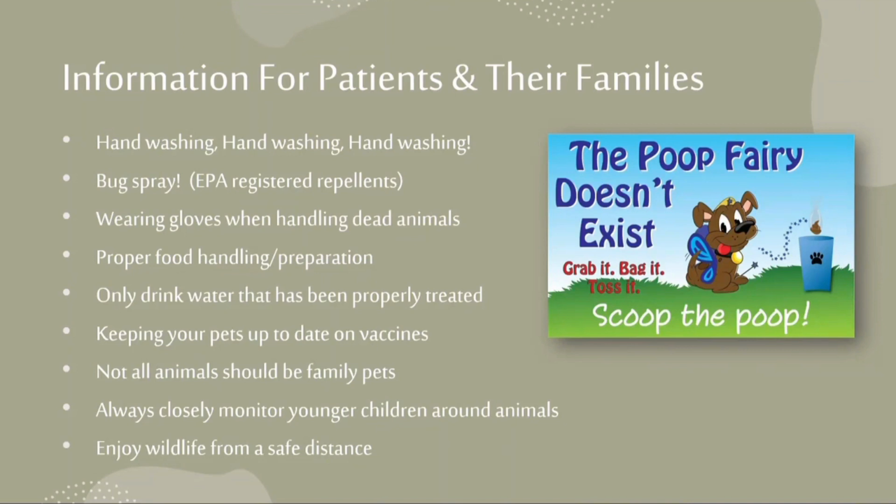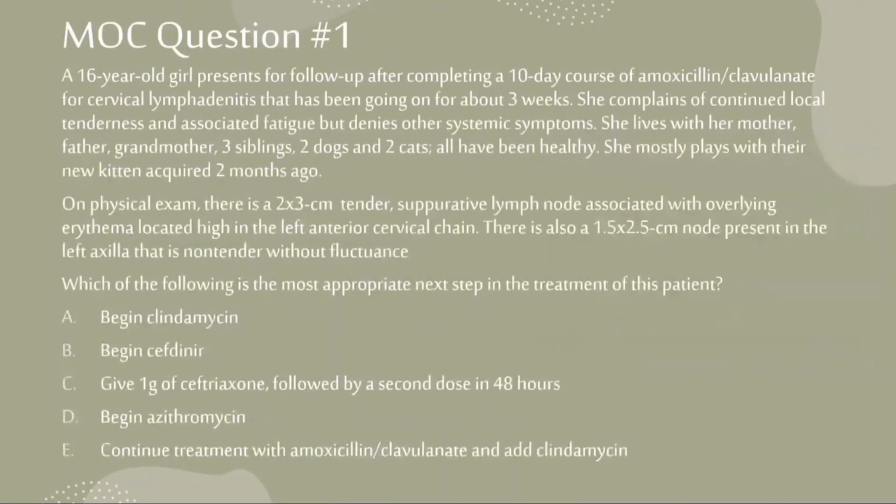That's very important. All right, so here are the MOC questions. I'll read real quick. A 16-year-old girl presents for follow-up after completing a 10-day course of amoxicillin clavulanate for cervical lymphadenitis. It's been going on for about 3 weeks. She complains of continued local tenderness and associated fatigue, but no other systemic symptoms. She lives with her mom, dad, grandmother, 3 siblings, 2 dogs, and 2 cats. All have been healthy. She plays mostly with her new kitten that they acquired 2 months ago.